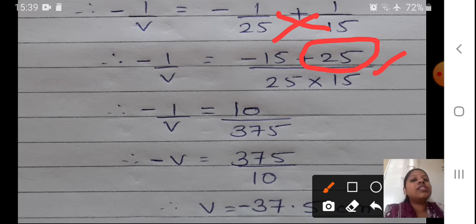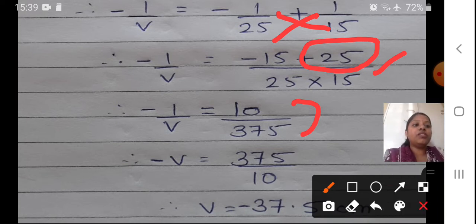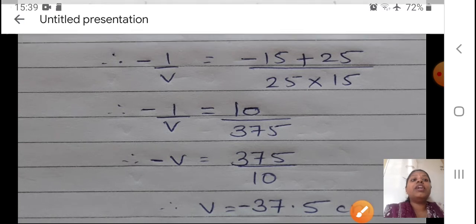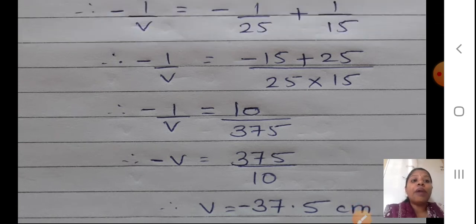Now I want to take the reciprocal, as I want to find the value of v, right? So minus 1 upon v, if I take the reciprocal, will become minus v, and this side will also be reciprocal, so 375 upon 10. So the v value, students, is v is equal to minus 37.5 centimeter. I hope this is clear to you. 375 upon 10, you are going to get the value as minus 37.5 centimeter. So this is the v value.